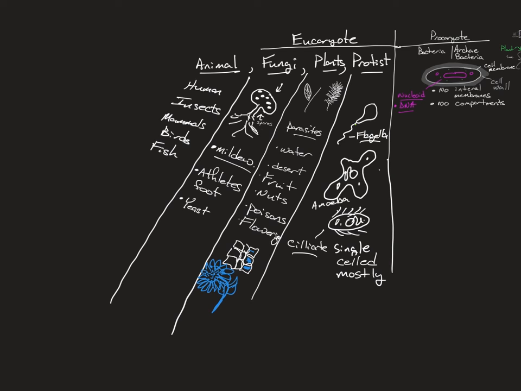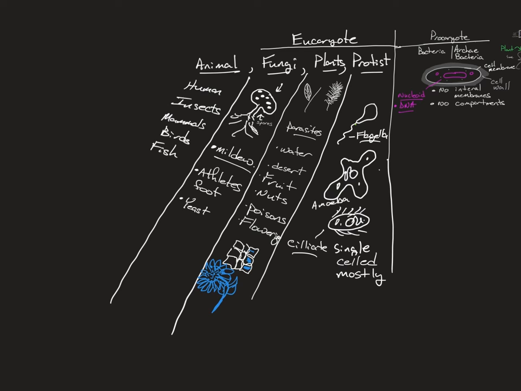The fungi can be multicellular, as you see, the mushroom is obviously multicellular. Or it can be single-celled, like a yeast. A yeast is single-celled. Protists can be single-celled or multicellular depending on their phase of life. They could start single-celled and end up having a phase of their life where they're multicellular. Plants are multicellular. Animals are multicellular.